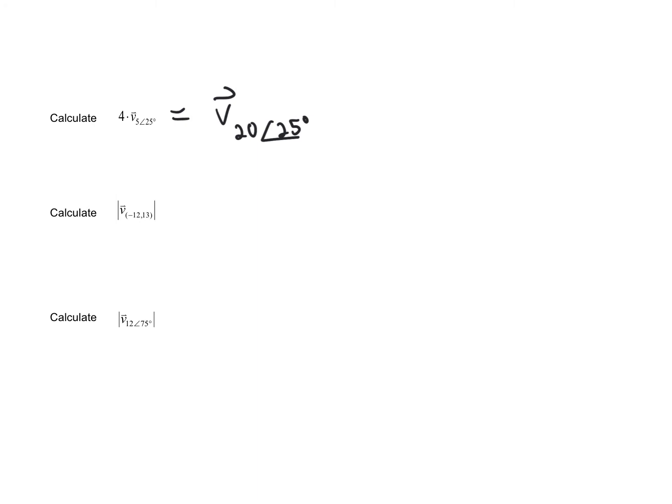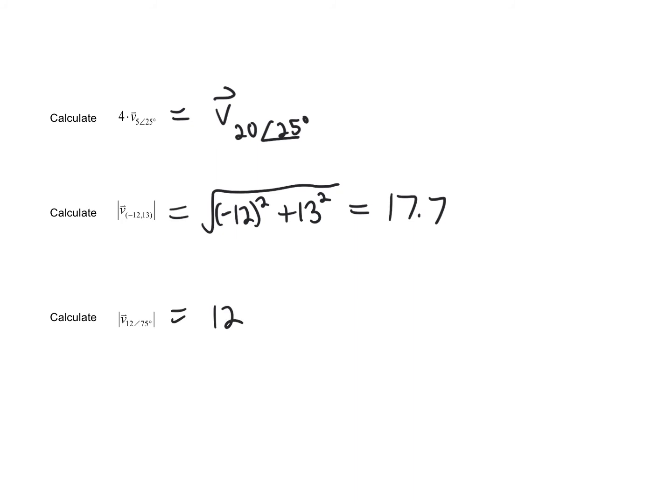Now the next one, we have absolute value bars of a vector. When you see these, it actually means what is the magnitude of the vector. So all we actually care about is the magnitude or the length. We do not care about the direction. It's basically saying find r. So all you have to do is Pythagorean theorem. And in this case, we get 17.7. When you are finding the magnitude of a vector in polar form, all you have to do is read it. You don't have to do any calculations at all.